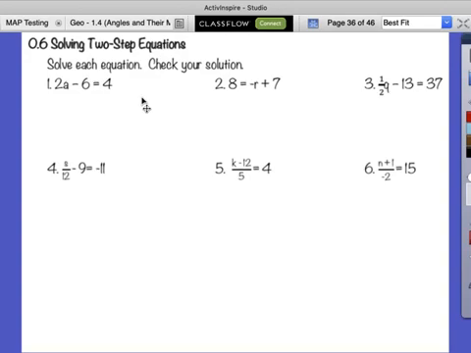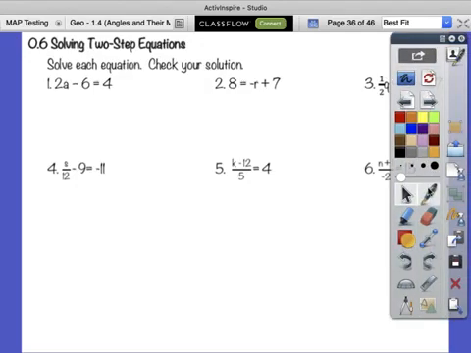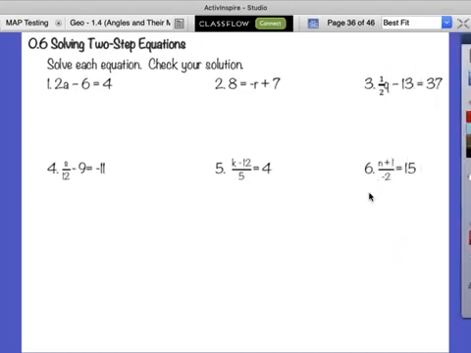So solving two-step equations. How many steps will a two-step equation have? Two. Right? That should be our easy question of the day, isn't it? Okay, so solve each equation. Check our solution. 2a minus 6 equals 4.